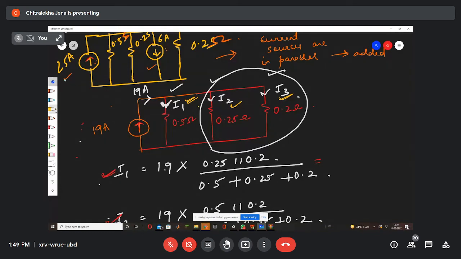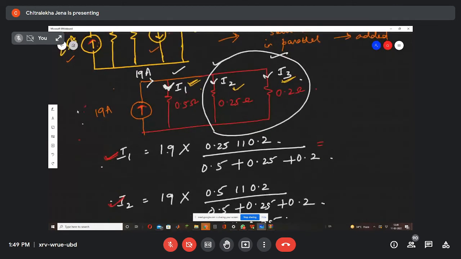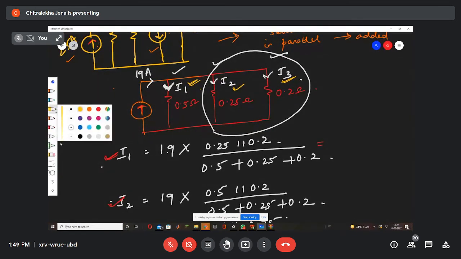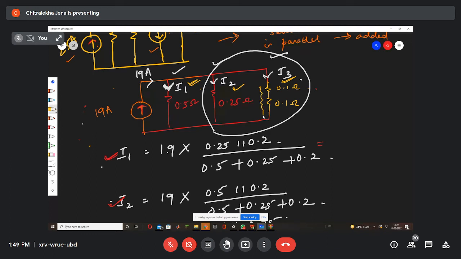But in this case, what I have done is, suppose here I had taken 0.2. To confuse you, I will draw 0.1 ohm and 0.1 ohm. But these two resistors are connected in series, right? So one current will flow both in the 0.1 ohm as well as the other 0.1 ohm. So when the current is divided here, it will take into consideration both the resistances, right?